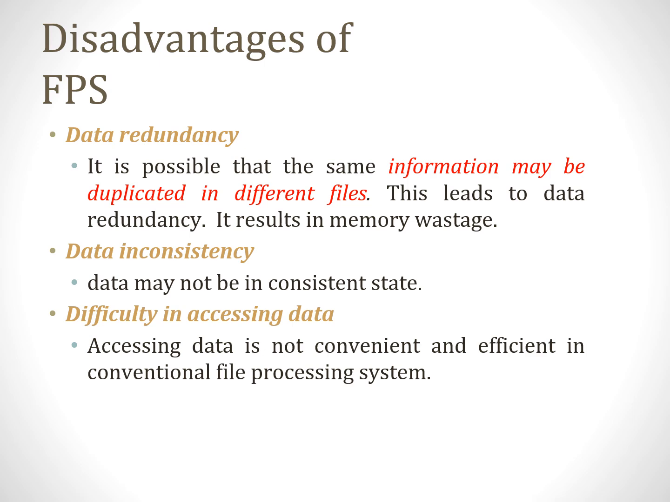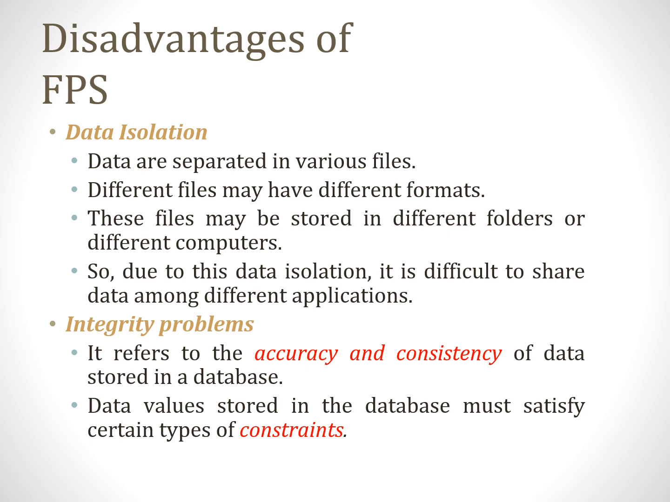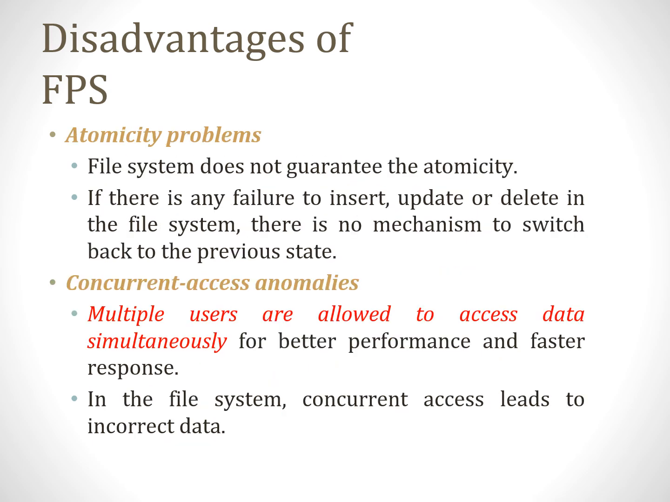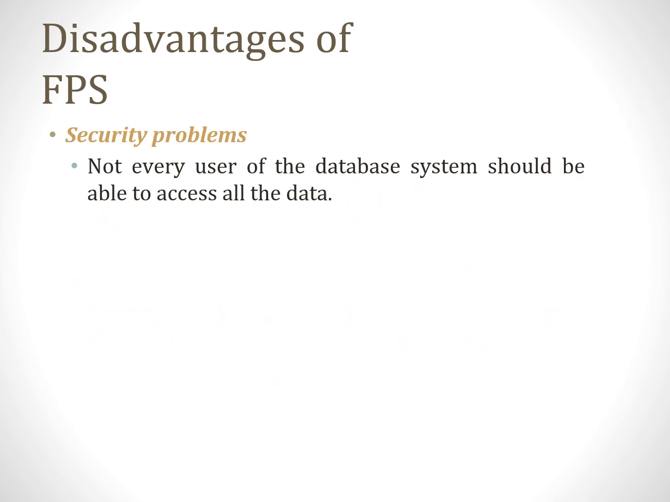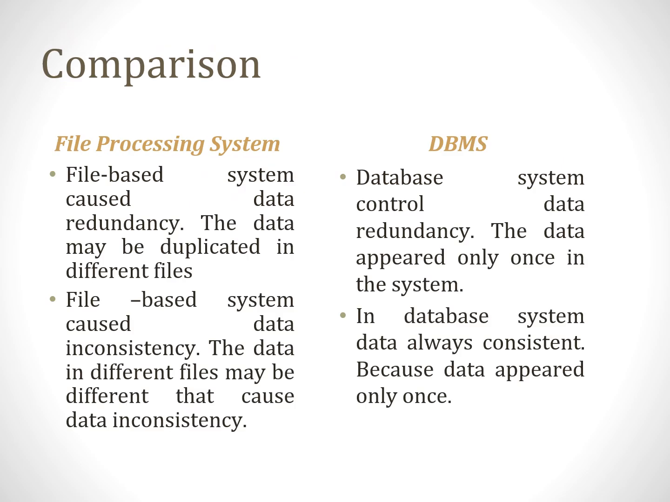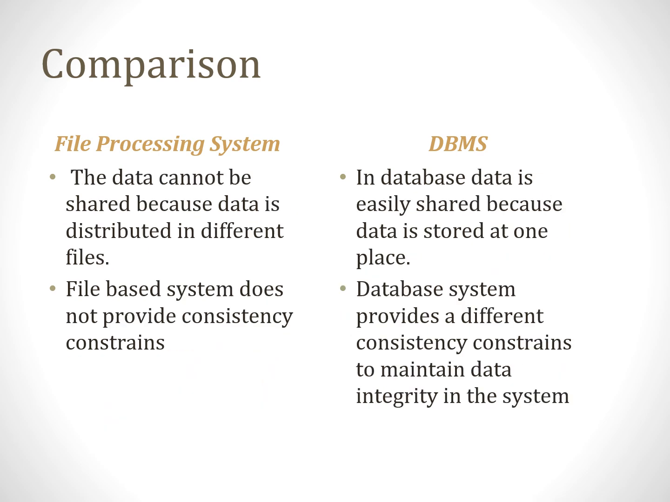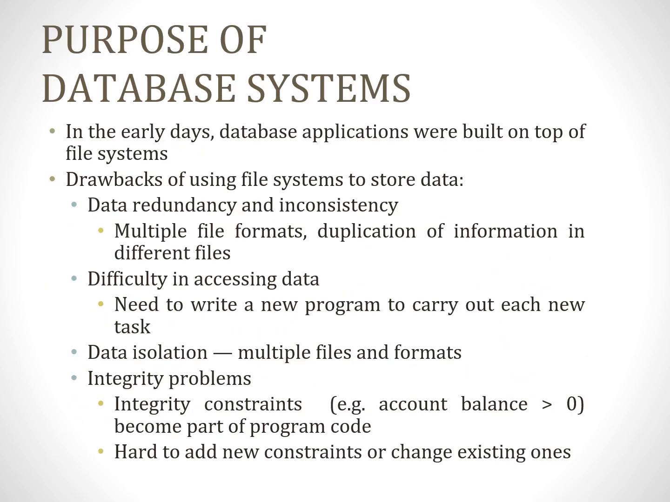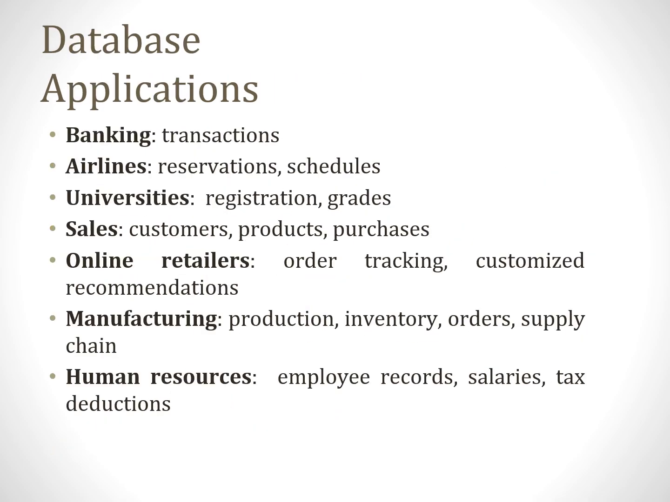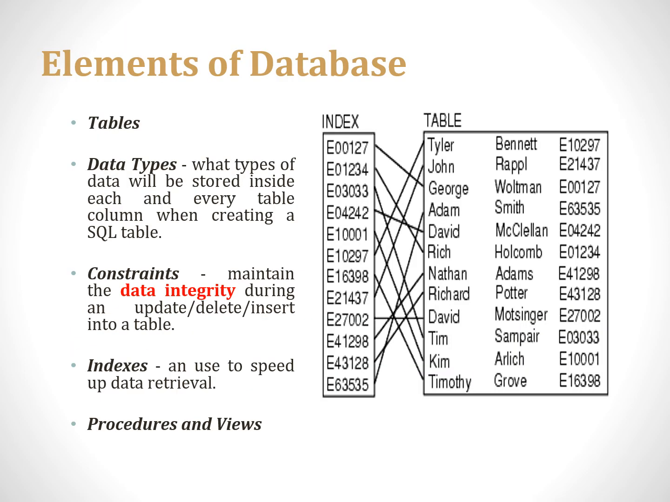Disadvantages of file processing system: data redundancy, data inconsistency, difficulty in accessing data, data isolation, integrity problems, anonymity problems, concurrent access anomalies, security problems. In order to overcome these problems, the database management system was developed. There are several database applications. Example: banking, airlines, universities, sales, online retailers, manufacturing, human resources, and so on.